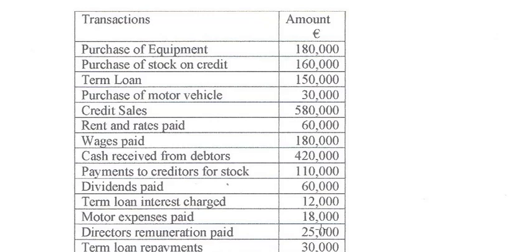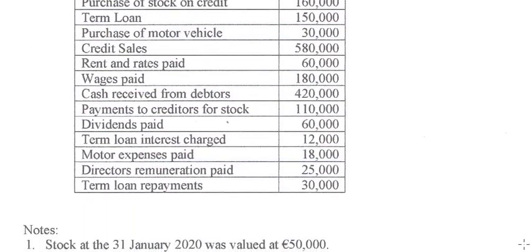Directors' remuneration paid. So every company, as you know, has directors, and they have to be paid for their work, and that's what they've been paid. So it's an expense of running the business. Okay, 25,000. And the last transaction, I suppose, is what did we pay off the loan? It says here that the term loan repayments were 30,000. So that will reduce the loan balance. The interest that was charged will increase the loan balance, and the loan repayments will reduce the loan balance.